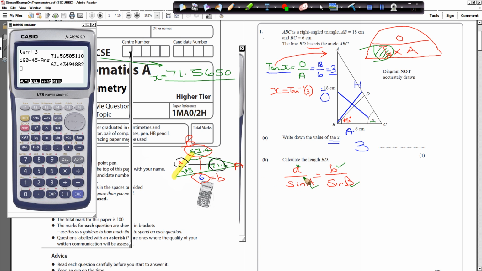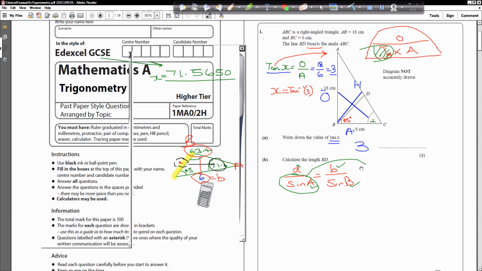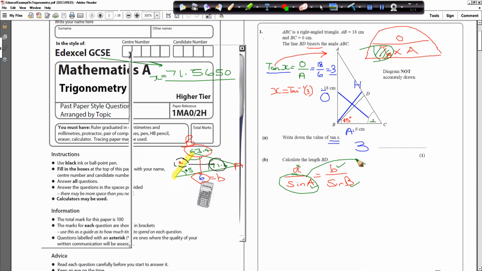Little a. Now, the opposite of dividing by sine A on the left hand side is to take it to the right hand side. The opposite of divided by sine A is to multiply by sine A.